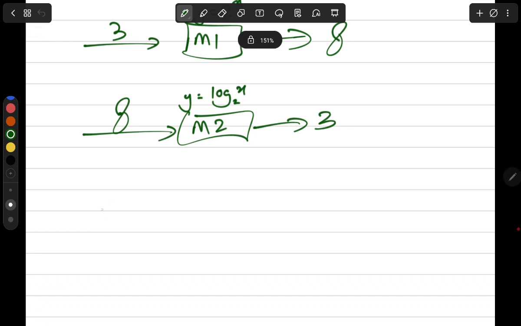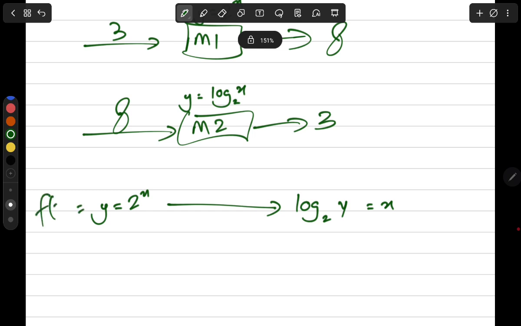Now, let's say y equals 2 to the power x. This is the same as log y to the base 2 is equal to x. So this is the inverse of it, right? If this was f of x, this is f inverse of x if we just swap x and y as well. So notice something beautiful: the input and output have simply swapped places, exactly what inverse functions always do.